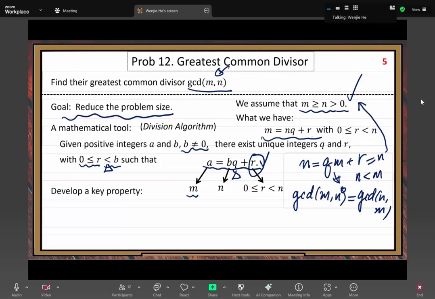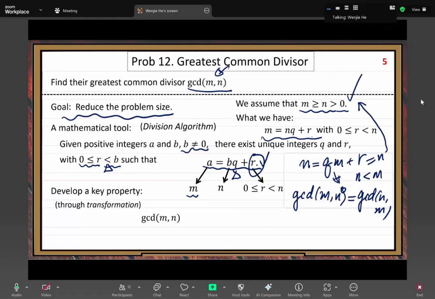So we need to develop a key property here through transformation. Now we need to do formula transformation. So now we need to consider some special operation related to the common divisor operation. Common divisor related operations.